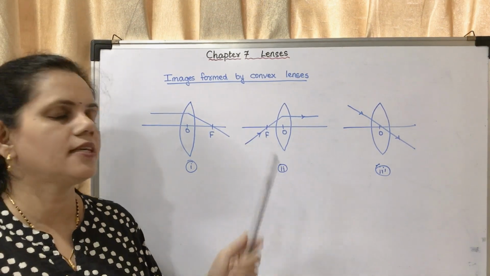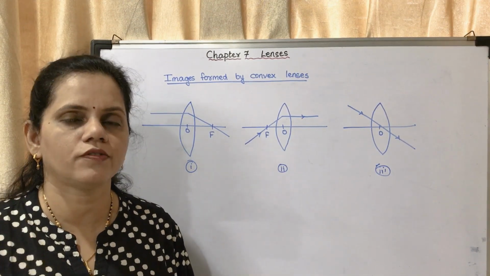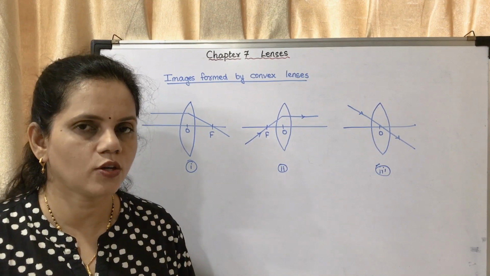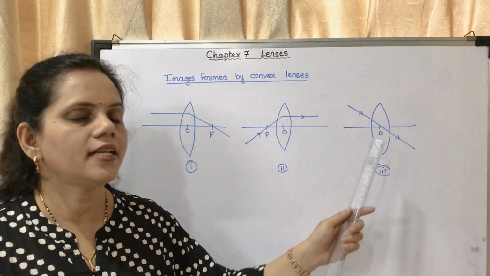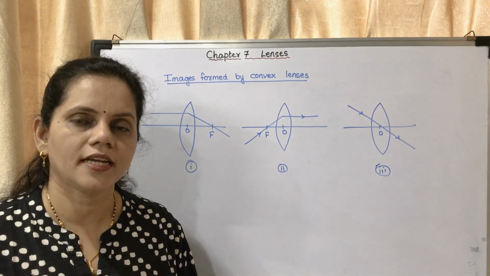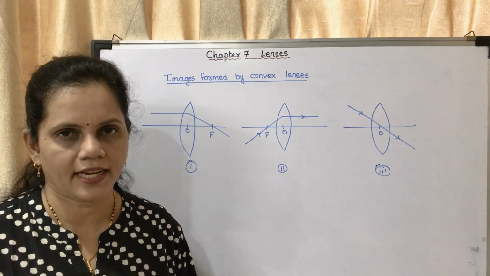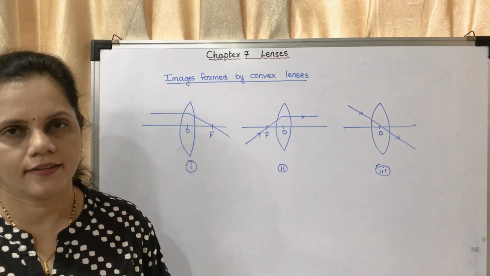The second one is, when the incident ray is falling on the lens through the focus, then the refracted ray goes parallel to the principal axis. The third one is, when the incident ray passes through the optical center, it goes straight without changing its direction. These are the 3 rules which have to be followed while drawing ray diagrams.